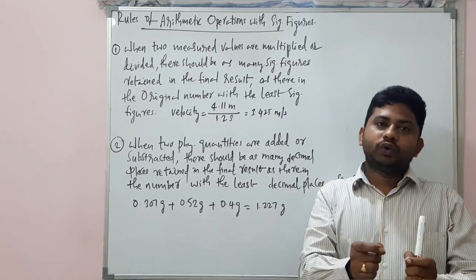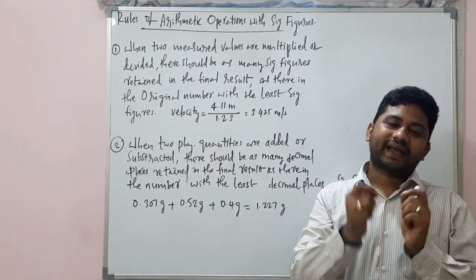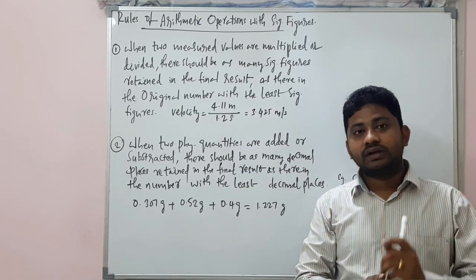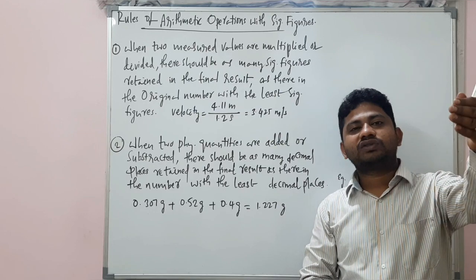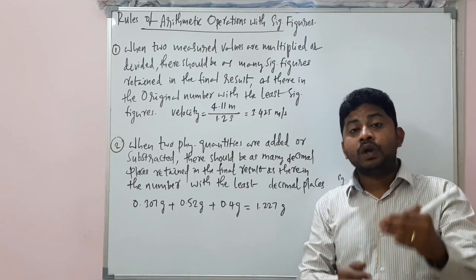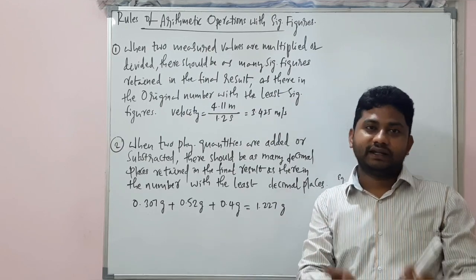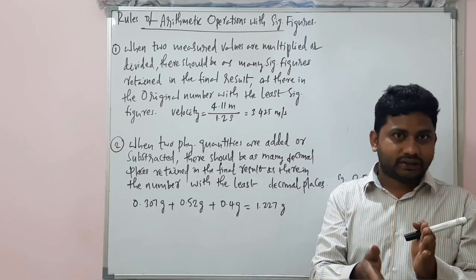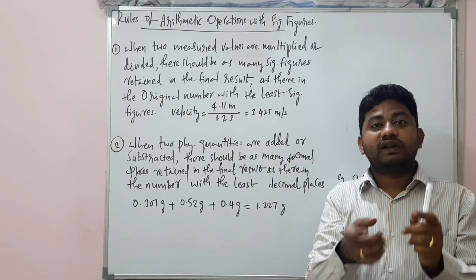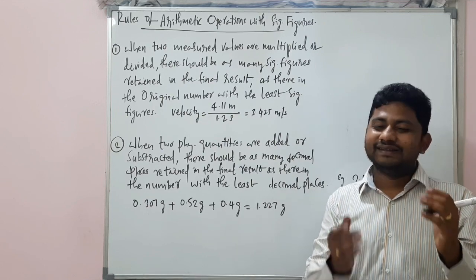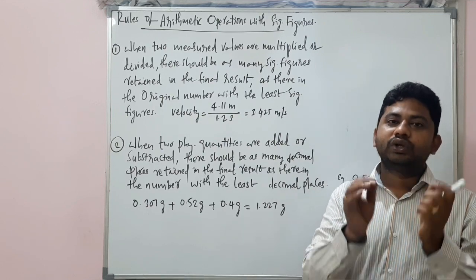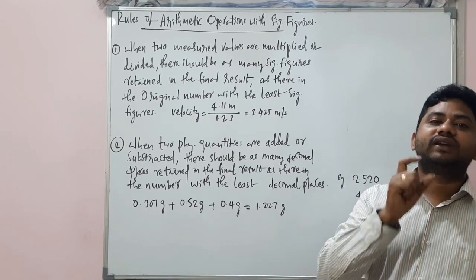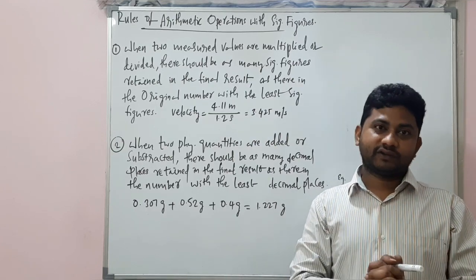there is a force which is equal to mass into acceleration. If you want to find the acceleration, which is equal to force divided by mass, here two physical quantities you are dividing. In the previous case, two physical quantities you are multiplying. Both the physical quantities will have their own measurements. In those cases, how do you find the final result with the proper significant figures?